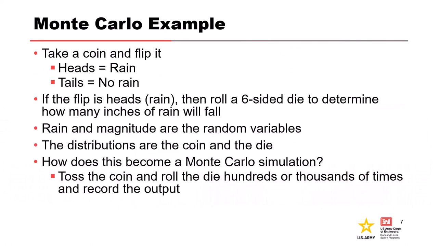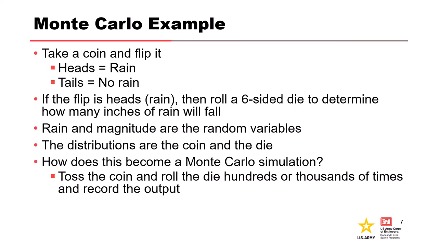So let's look at another example. Let's take a coin flip and some dice. The coin flip says heads, rain, tails, no rain. And if we flip rain, we roll some dice to get the depth of the rain. Again, you have 36 combinations of depth, but you get the possible range of depth. So in this case, the rain and the magnitude are your random variables, and the distribution is your coin and your dice.